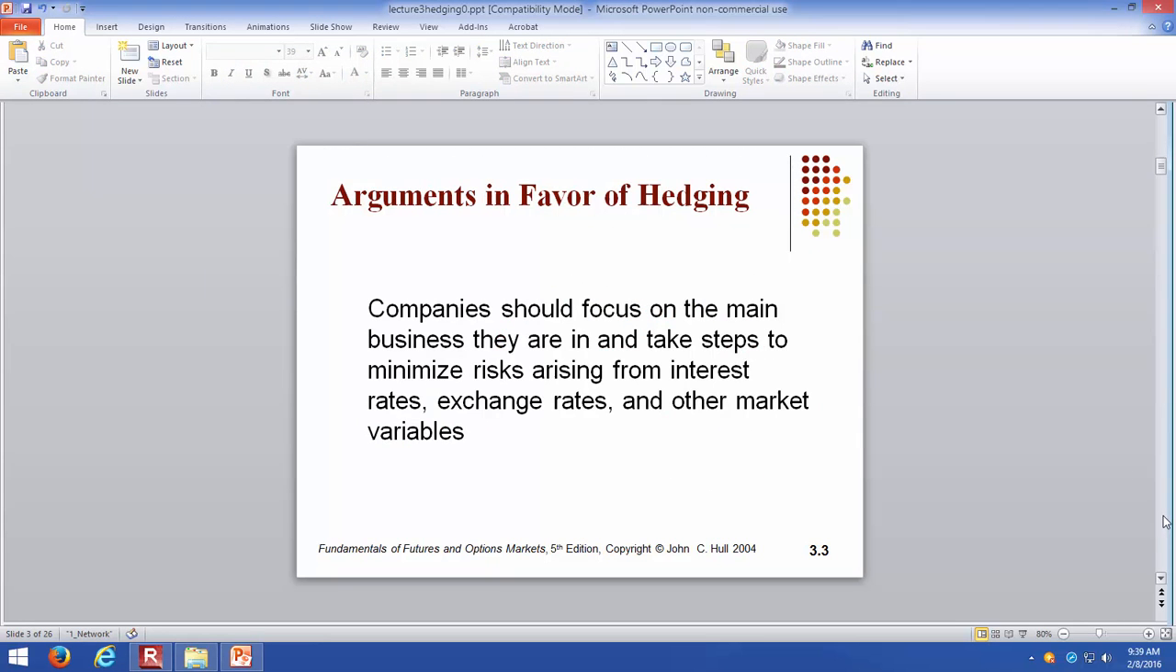Now, whenever you read the literature, you can find quite a bit of information, the arguments for and against hedging. First, the arguments in favor of hedging. What we are saying here is that companies should focus on the main business they are in and take steps to minimize risk arising from interest rates, exchange rates, and other market variables.